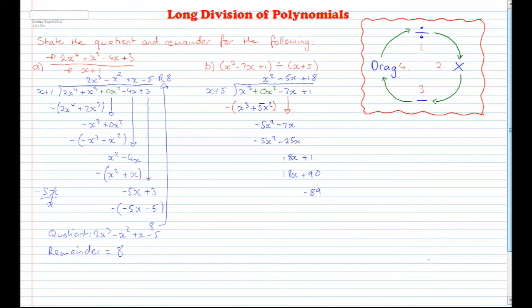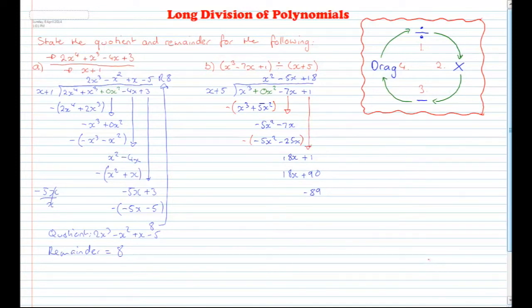So that's step 2 done. Step 3 is to go through and subtract. So I've gone divide, multiply, subtract. So negative 5x squared minus negative 5x squared is 0. Awesome, that's what we're looking for whenever we subtract. And negative 7x minus negative 25x, well that's going to be equal to 18. Divide, multiply, subtract, and drag. So we drag this down here, and that brings me my 1 there.